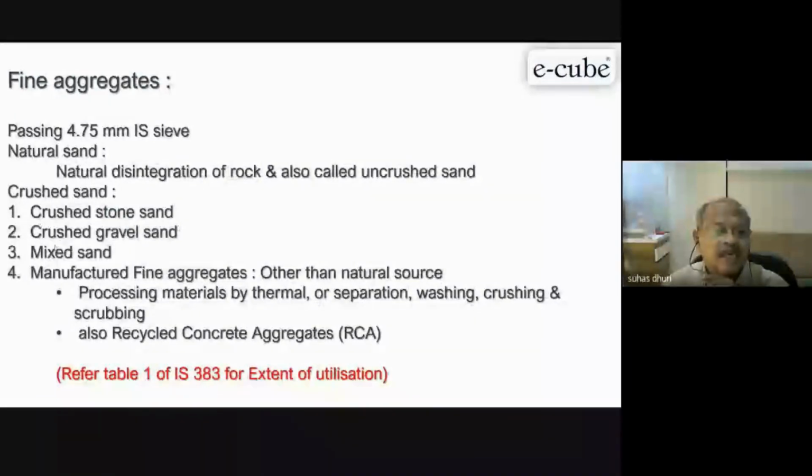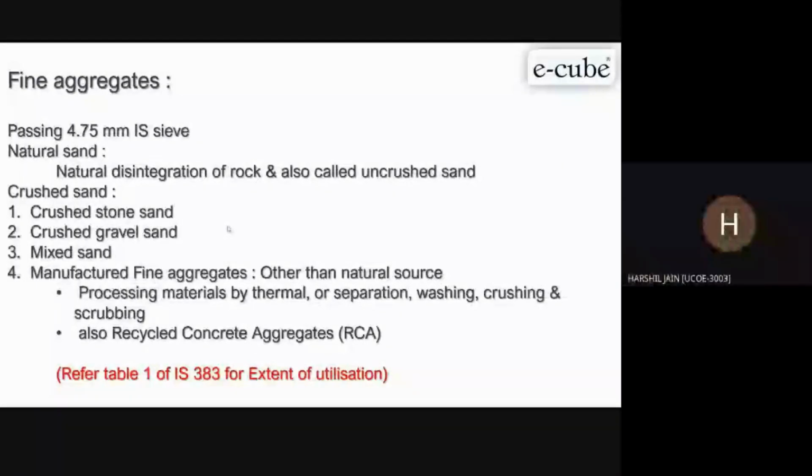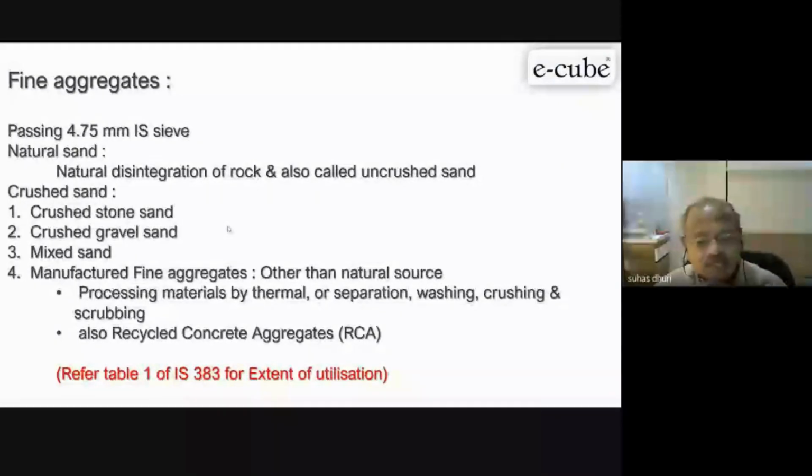You are aware about the gravels? Gravels is basically the river bed, coarser material of a river sand. That is gravels. Same size, 40, 20, 10 gravels. It's called pebbles also sometimes, but the technical term is gravels. So gravels we can use, or we can use a combination of this, that is a mixed sand.